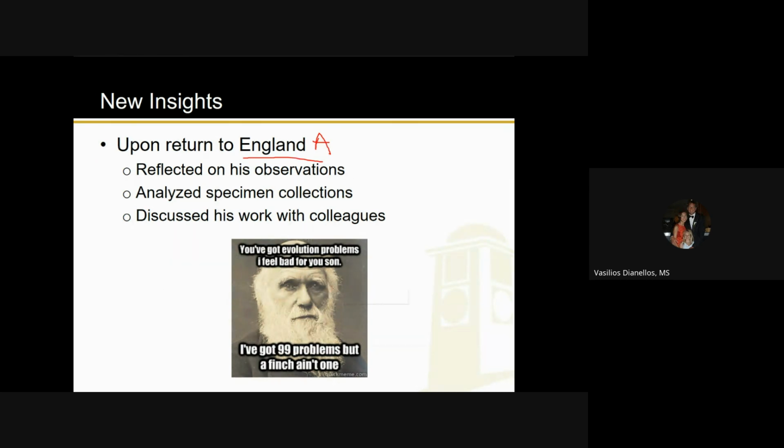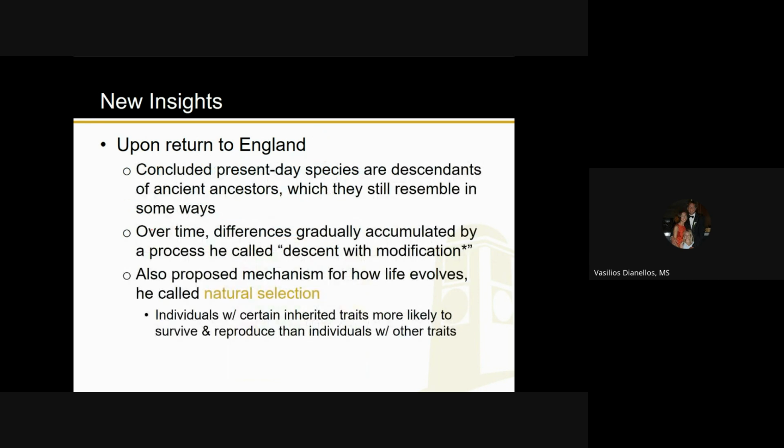But anyway, when Charles Darwin got back to England, he started reflecting on his observations. He started analyzing his specimen collections. I'm sure he was doing a bit of that already on his trip, but imagine you're on a ship and then finally you get back home. You can really spread things out and start analyzing what you have. And he also started discussing his work with his colleagues. And after all that, and it wasn't right away. It's not like he just showed up in England and boom, there it was.